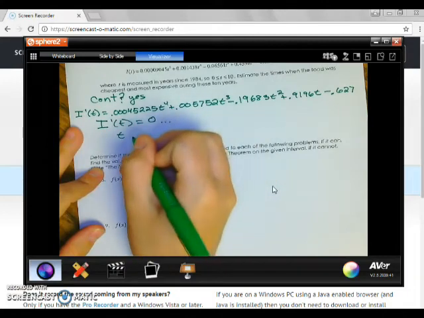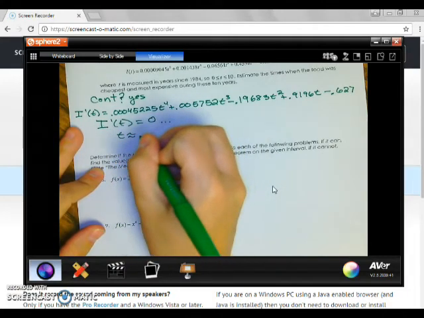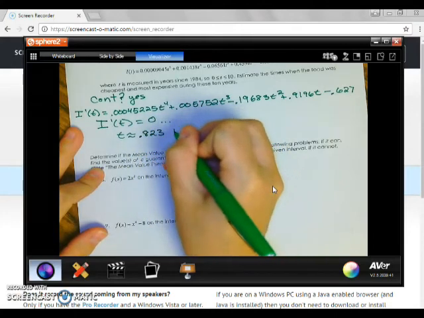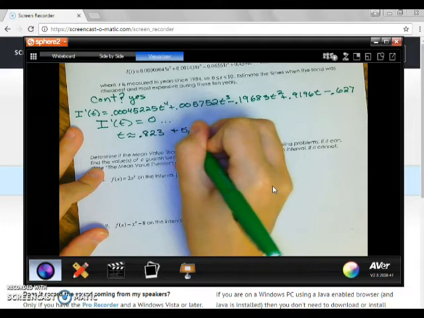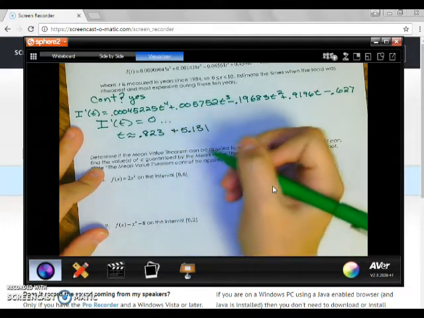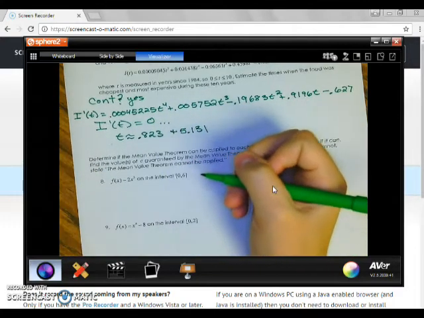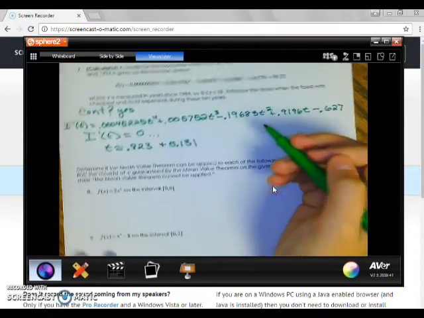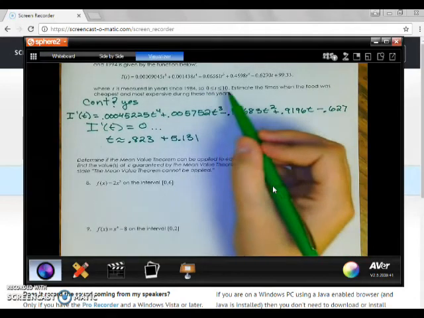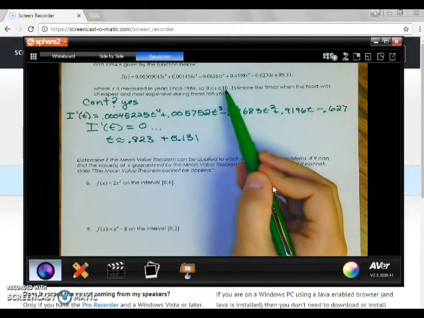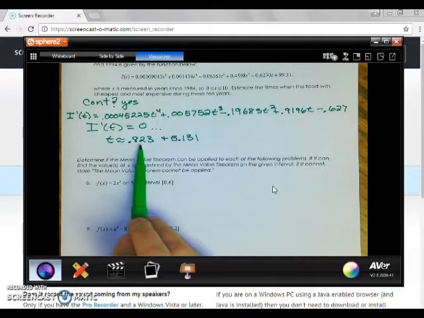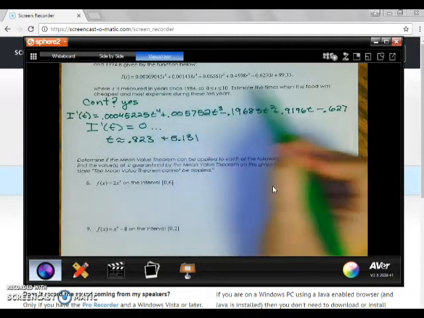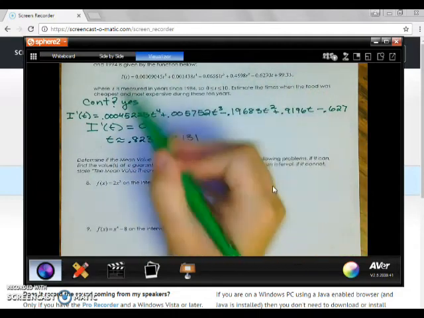And from that, I was able to get that t was approximately 0.823, and it was also 5.131. Okay, so we've got that. And now I need to kind of do that last step. It gave me an interval of 0 to 10 years, so I need to plug 0 and 10 and 0.823 and 5.13 back into the original. Okay, back into the original.